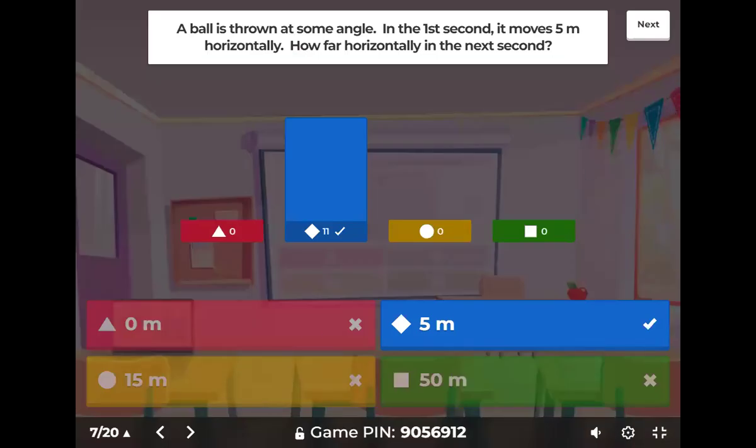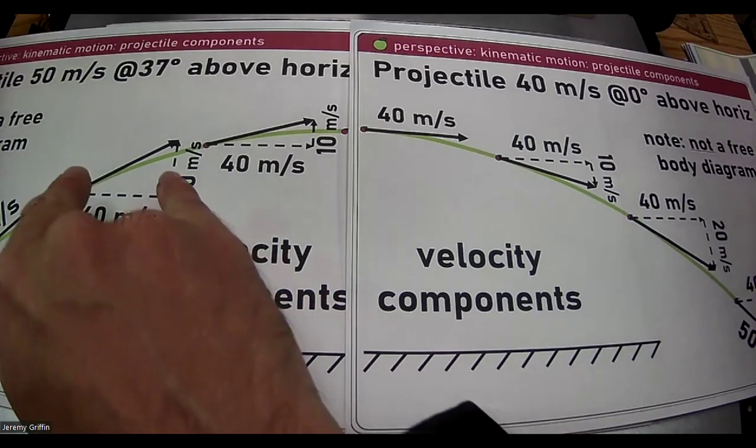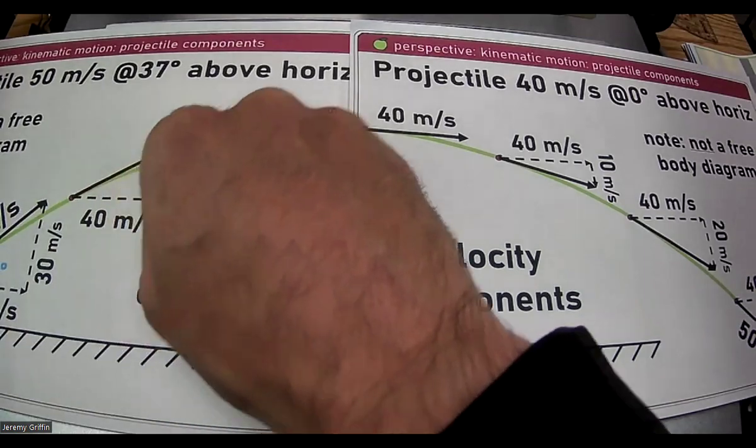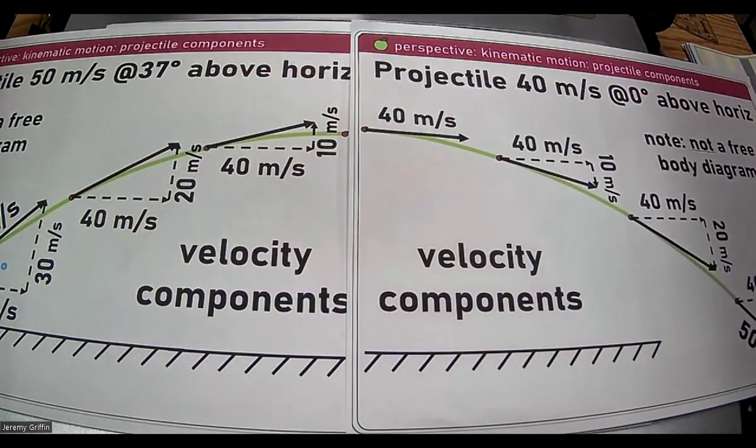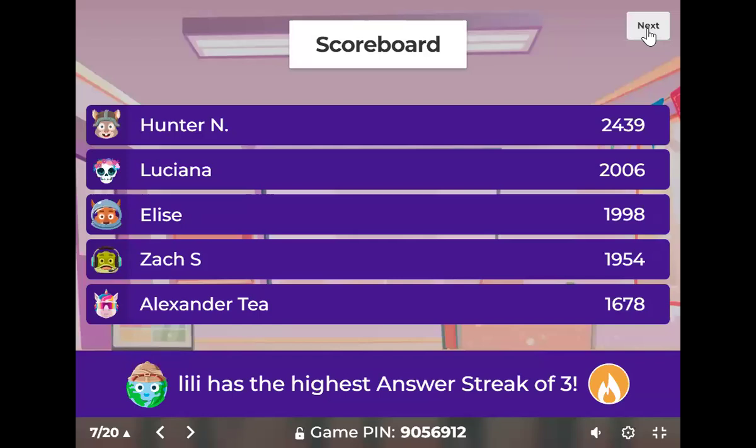Here, just real fast, in case anybody's watching this video at home saying, where? It's the constant horizontal component of velocity. Right? So if it moved 5 meters in 1 second, then it's always moving 5 meters horizontally every second. All right, all good.